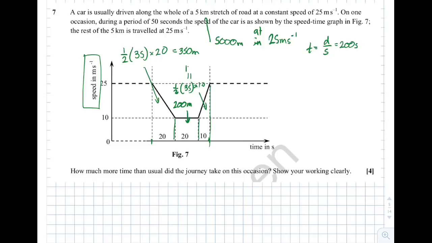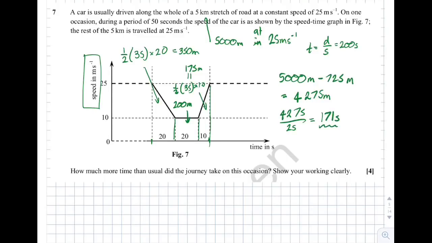Yeah. So we know for this stretch of the journey, we've done a total of 175 plus 200 plus 350 meters. So that's 725 meters, which means we've got the remainder of the journey to do. If we take off 725, I'm just going to double check this because I don't trust myself, we're going to have to do 4,275 meters. But this we are going to be doing at 25 meters per second. So we can do 4,275 divided by 25, which is 171 seconds.